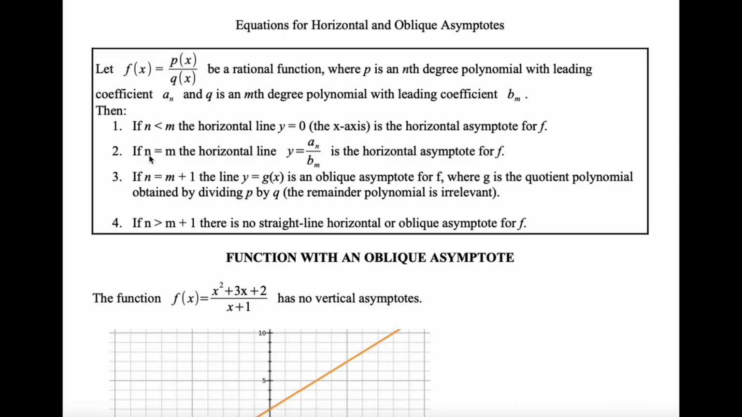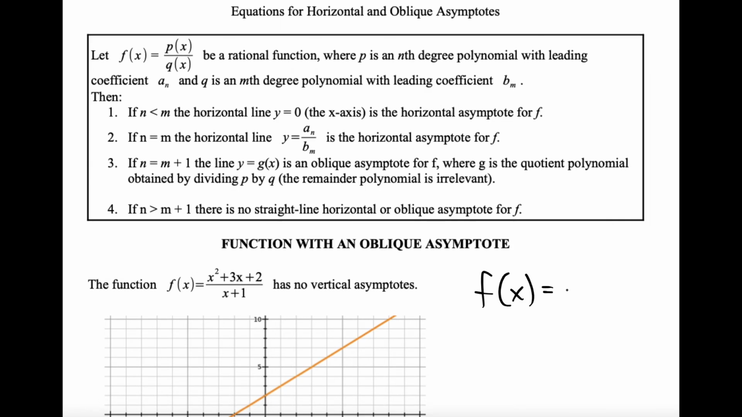They say that if the degree of the numerator equals the degree of the denominator, then you're going to have a different horizontal asymptote. You'll still have a horizontal asymptote, but it's going to be located at a special location that's determined by the coefficients of your largest terms of your polynomials. So take an equation like f of x equals 6x squared over 2x squared. What they're saying is that these guys are going to have a horizontal asymptote, but it's not going to be on the x-axis. It's going to be at a location that's based on the coefficients of your polynomials.